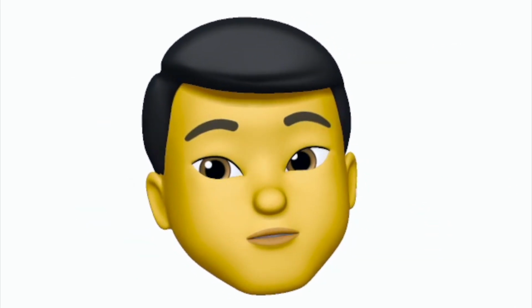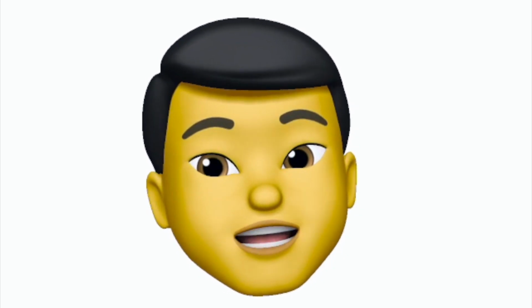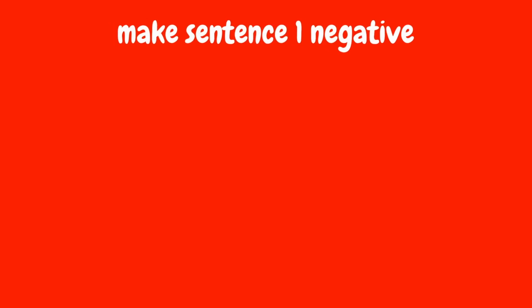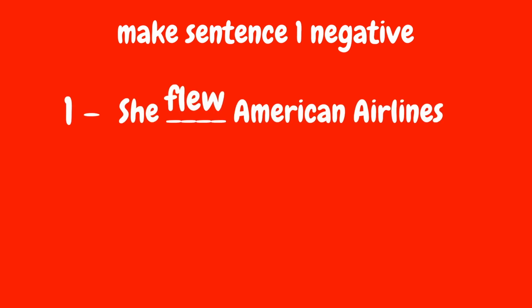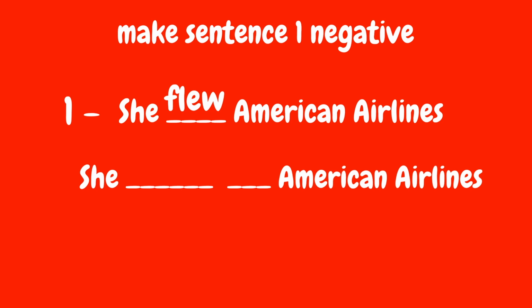Okay, to make sure you have learned, I have a quick test for you. Make sentence 1 negative. Look at sentence 1. Number 1. She flew American Airlines. Do you know the answer? Well, the answer is: she didn't fly American Airlines. Repeat after me. She didn't fly American Airlines. Great.